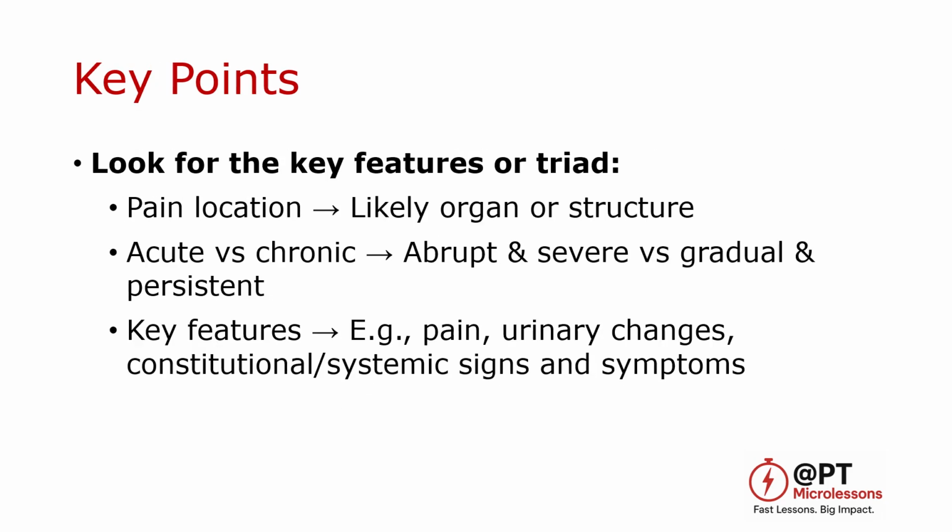To wrap up, remember to start with the location of pain, which helps identify the likely organ or structure involved. Then determine whether the presentation is acute or chronic. Acute conditions tend to be more abrupt and severe, while chronic conditions are more gradual and persistent. From there, look at key features such as pain, urinary changes, including frequency or urgency, and whether systemic or constitutional symptoms are present. This approach helps you quickly recognize patterns and narrow the diagnosis. Hopefully, to make it easier to remember, we can simplify each into a triad.